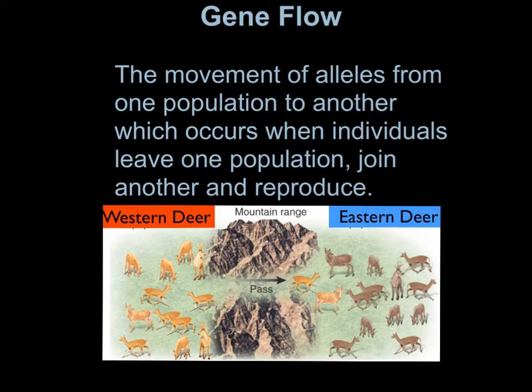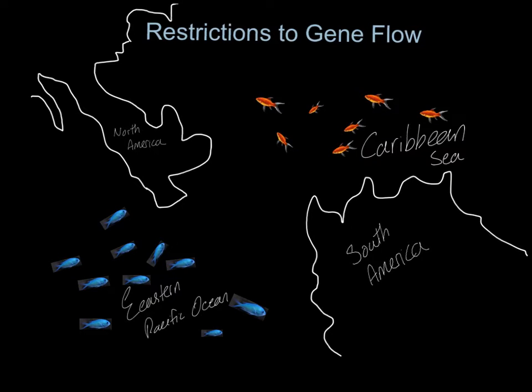So, what is gene flow? Gene flow, also known as migration, is the movement of alleles from one population to another, which occurs, for example, when individuals, pollens, or seeds leave one population and join another, and they reproduce in that new population. If genes are carried to a population where those genes previously did not exist, it could cause genetic variation. For example, in the picture below, migration of western deer to eastern deer population introduces a new allele to the eastern population. Gene flow is not perfect, and there are restrictions to gene flow.